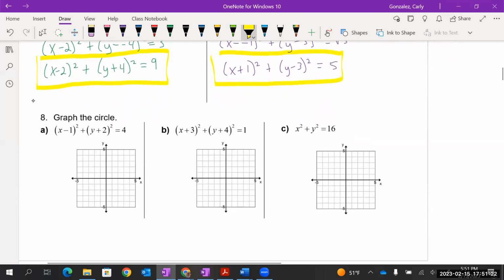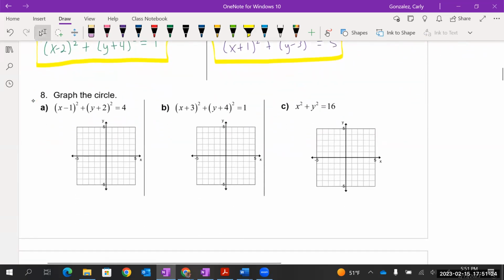Okay, last but not least, we are now going to graph these circles given the equation. So we have x minus 1 quantity squared plus y plus 2 quantity squared equals 4. Again, remembering our formula, x minus h squared plus y minus k squared equals r squared.